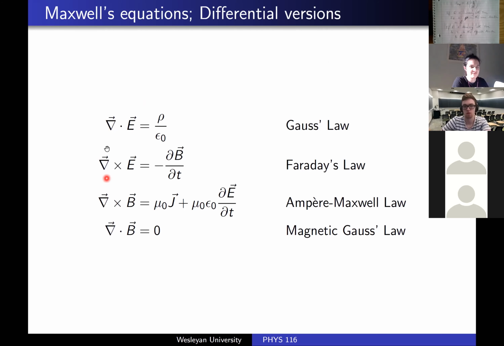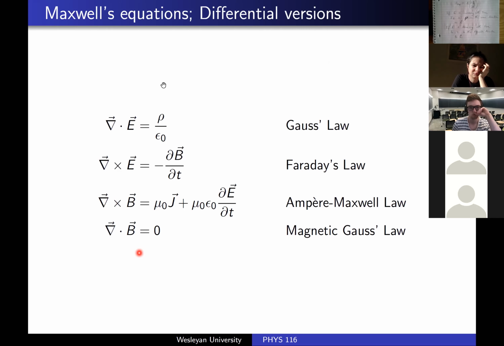This is called the curl of E, is related to how the B field is changing with time at that point. And the curl of B is related to both the current density and the changing E field. And in this case, the divergence of B is 0, which again tells us that there are no magnetic charges. You only have B field lines going in closed loops. So these are the differential forms of Maxwell's equations.